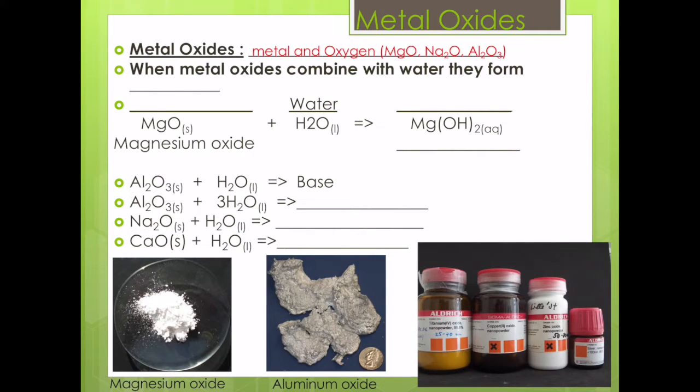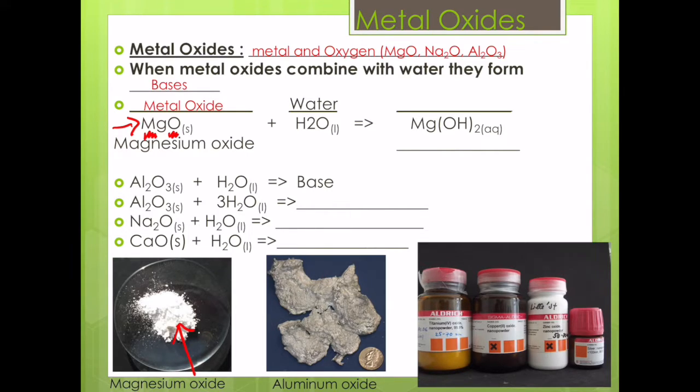Okay, so metal oxides are some pretty interesting things. Metal oxides happen when you burn metal. So a famous demonstration is to burn magnesium ribbon, and you get this magnesium oxide stuff. This guy right here, this is a metal, and this is oxygen. So we call it a metal oxide.